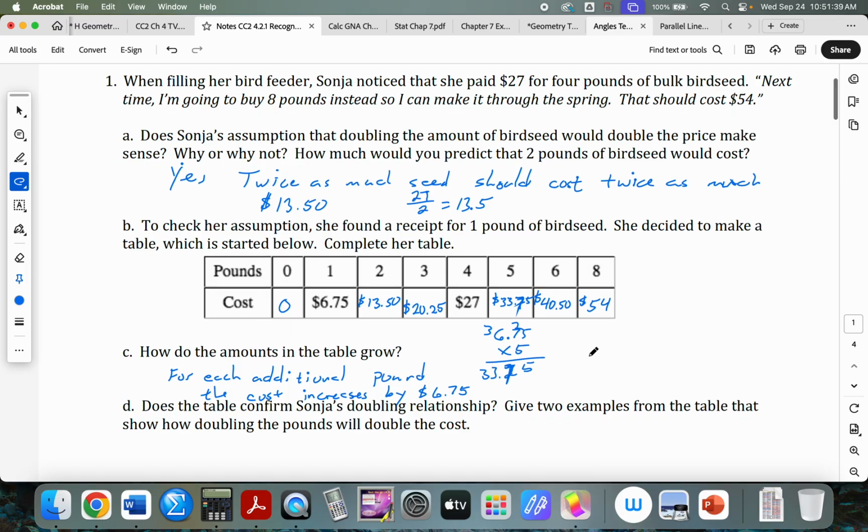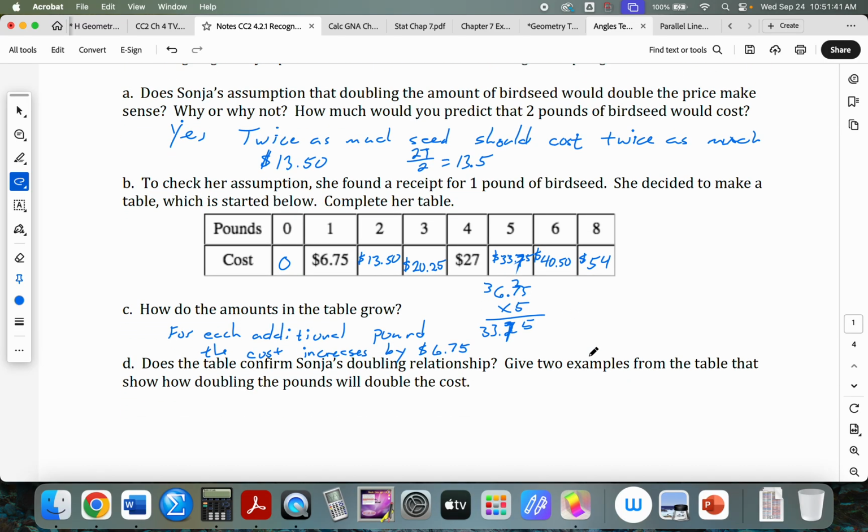Does the table confirm Sonia's doubling relationship, where if you double the pounds, does it double the cost? Yes. So from 2 pounds to 4 pounds, yep, that cost doubled. From 3 pounds to 6 pounds, yep, that cost doubled. I'm not going to bother writing down which ones, but that does happen.